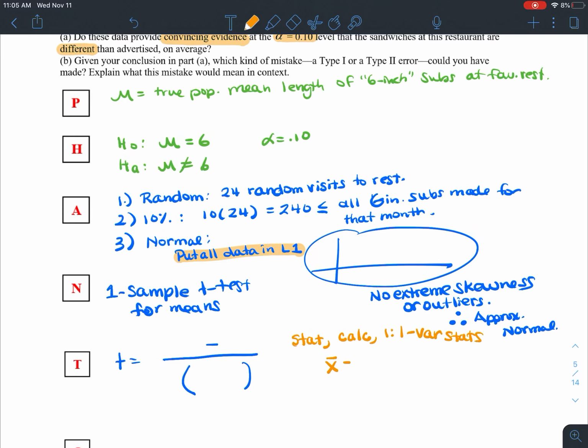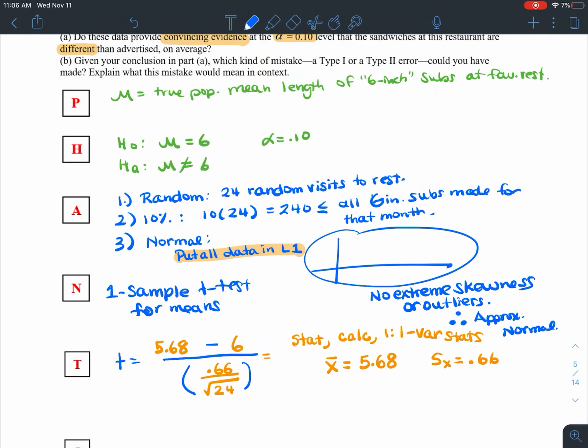It's going to give you a bunch of data for that information in L1, namely the mean length of the subs in that sample is 5.68 inches. The other thing you're going to want to write down is the sample standard deviation, 0.66, because that is going to go in this spot right here. What goes over here is the hypothesized value for mu, which is 6, and all the way under here is the square root of our sample size. I believe there were 24 subs. We type that in.